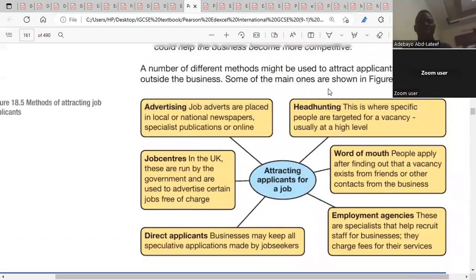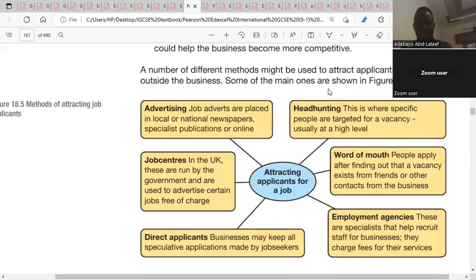So we have different types of methods of advertising. A number of different methods might be used to attract applicants from outside the business. You can advertise. When you advertise, it gets them attracted. You let them know the kind of job they want to do. And how can you advertise? You can use the newspaper to do that.